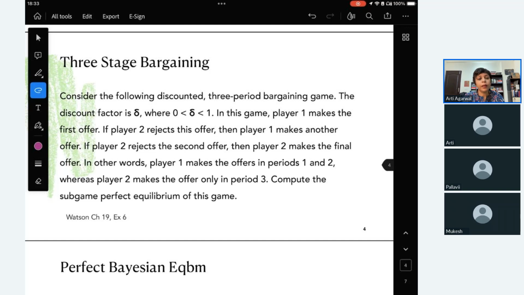If player 2 rejects the second offer, then player 2 makes the final offer. So first player 1 makes the offer, then player 2 accepts or rejects. If player 2 rejects, then player 1 makes another offer, right? This is a slight point of difference from the questions we have discussed so far. If player 2 rejects the second offer, then player 2 is going to make the last and final offer. In other words, player 1 makes the offers in periods 1 and 2, whereas player 2 makes the offer only in period 3. So compute the subgame perfect equilibrium of the game.